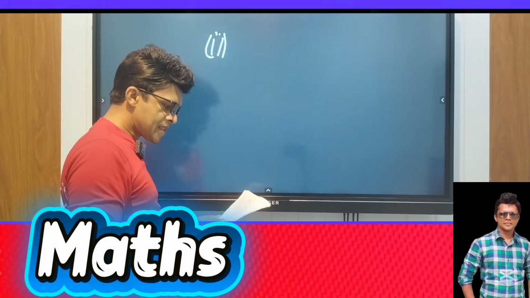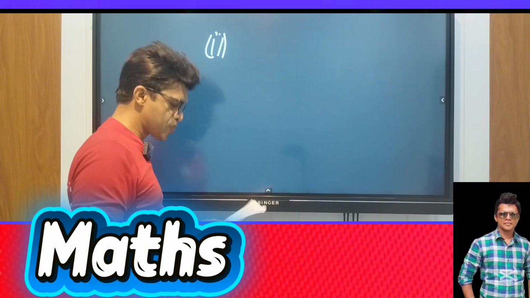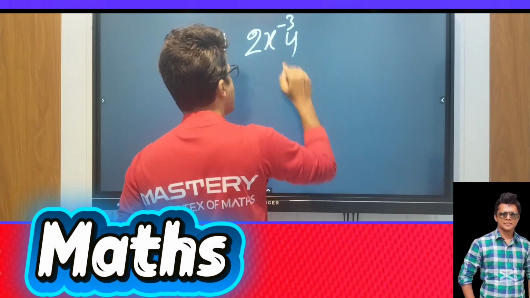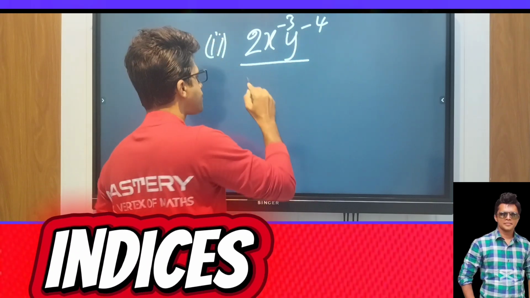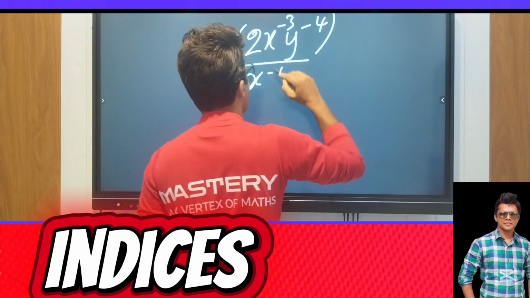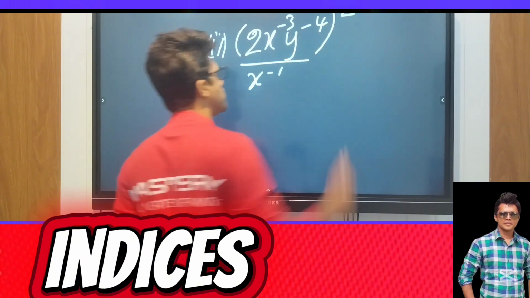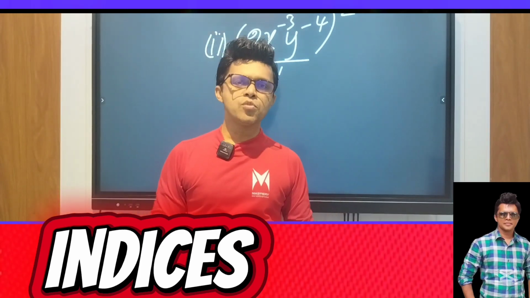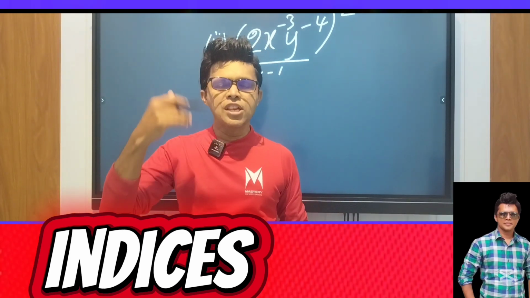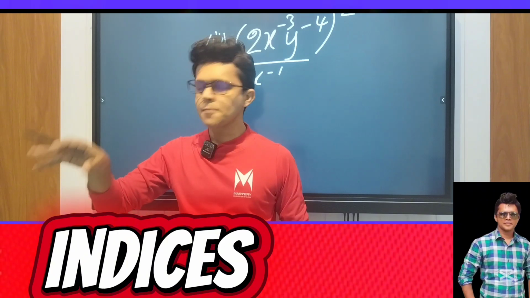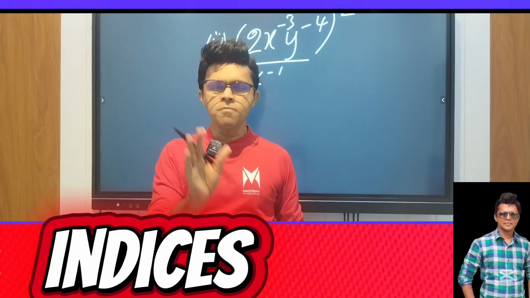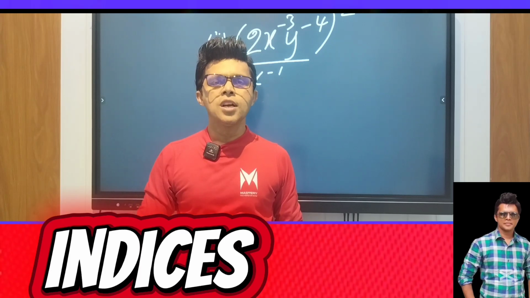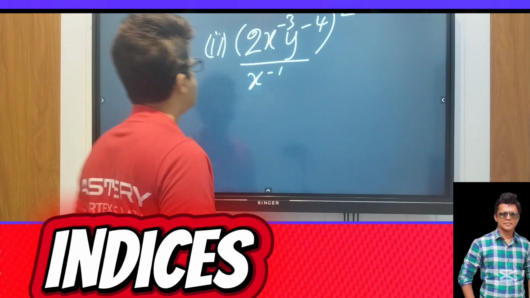The second question is an indices question: 2x to the power minus 3, y to the power minus 4, over x to the power minus 1, with the value 2 as a whole. It has been given to simplify. Generally, in indices questions, the final answer is kept as positive indices. So we multiply these values first, and eventually we keep the answer as positive indices.